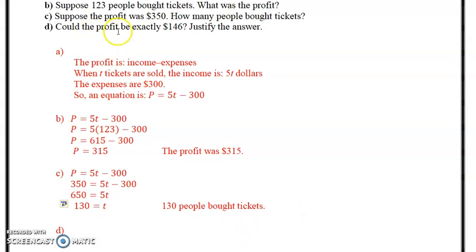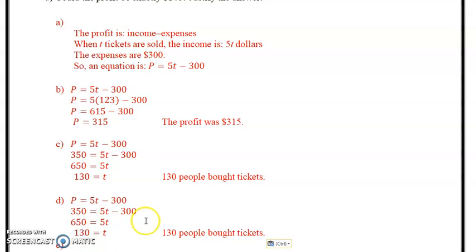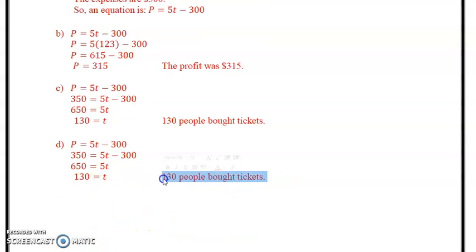Next, what we're going to do is, could the profit be exactly $146? So, again, you're going to substitute that in, and since the number of tickets has to be a whole number, if you get a decimal, then the profit can't be 146. So, the same thing here, 146, add 300 to both sides, it gives you 446, divide both sides by 5, and you get 89.2.